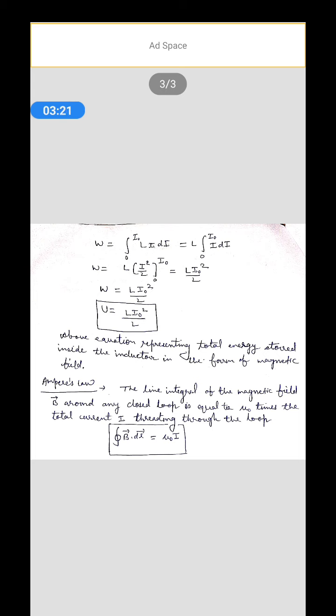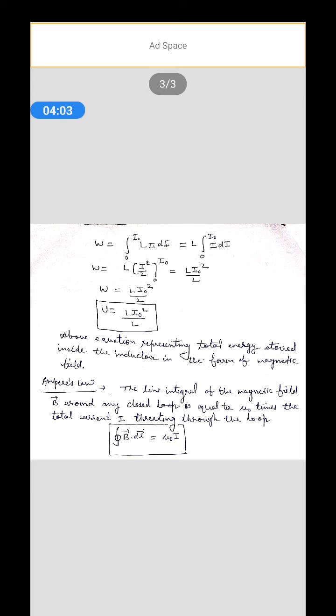Since L is a constant quantity, we can write W equals L times the integral from 0 to I naught of i di. On solving the equation, we get W equals L I naught squared divided by 2. The above equation represents the total energy stored inside the inductor in the form of magnetic field.